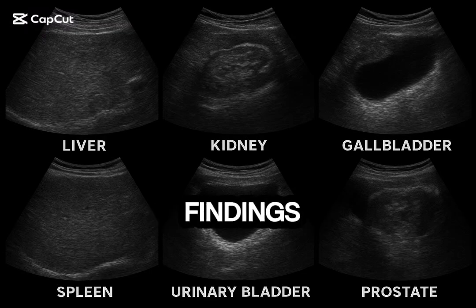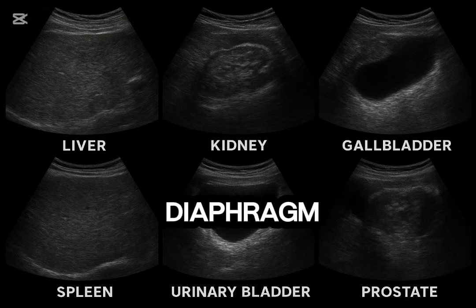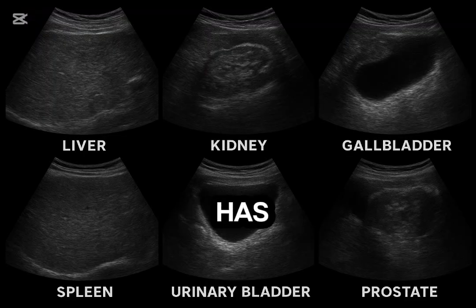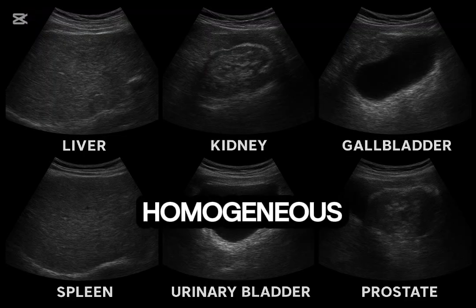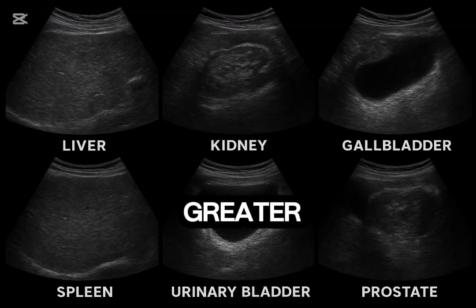Liver ultrasound findings. On ultrasound, the liver is usually examined in the right upper quadrant beneath the diaphragm. A normal liver has a smooth capsule, homogeneous echo texture, and medium-level echogenicity slightly greater than the renal cortex. The liver size should not exceed 15 to 16 centimeters.